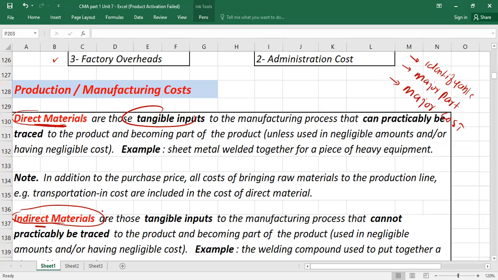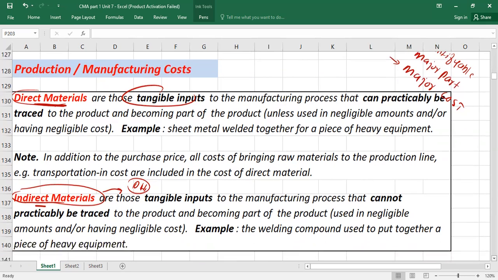Indirect material will be treated as a part of overheads. I will tell you what overheads is, don't you worry. Indirect material will be a part of overheads. Indirect, not direct, indirect, I'm saying.